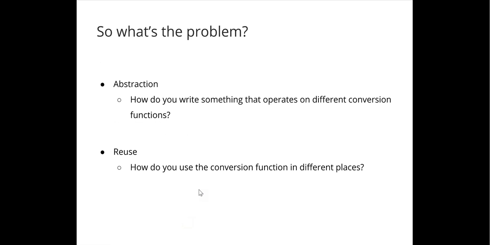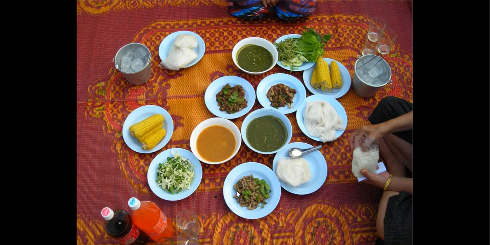So we had to plug in those same arguments again and again when we wanted to run the function multiple times. And this motivates a couple of different questions we might want to ask ourselves. Firstly, there's the question of abstraction. How do we write something that operates over different conversion functions, regardless of what the parameters are? And secondly, there's the question of reuse. How do we use the conversion function in different places in our code without having to plug those hard-coded constants in, as you mentioned? So this is where we get onto our topic of currying.